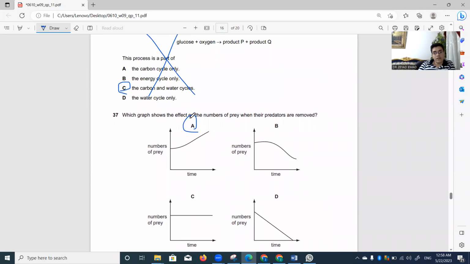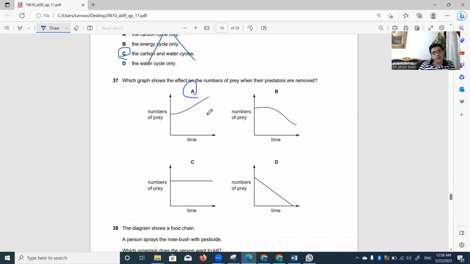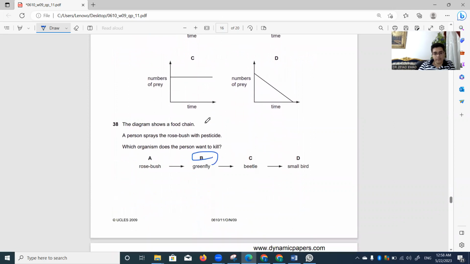Which graph shows the effect on the number of prey when their predators are removed? No predators, so the number of prey starts to increase.